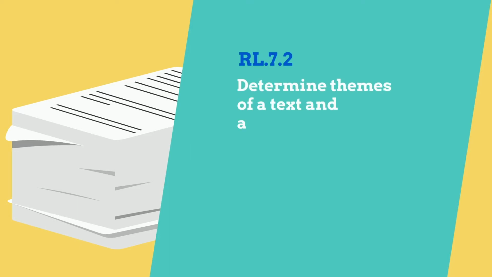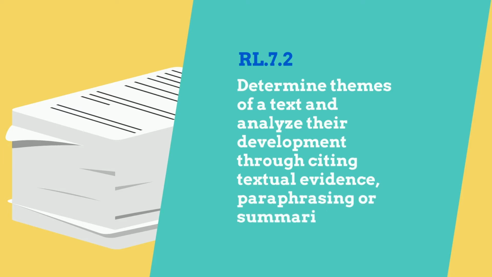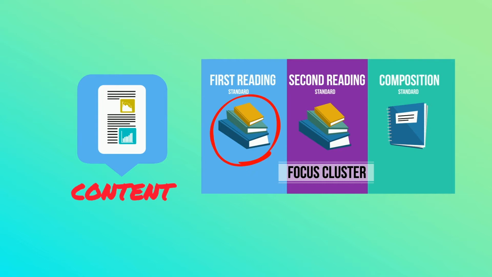RL.7.2. Determine themes of a text and analyze their development through citing textual evidence, paraphrasing, or summarizing. The content in this standard is themes. Being able to determine the theme of a text is a key process in ELA. Hence, when thinking about that first reading standard, what content you want students to be able to grapple with, determining the theme is an excellent choice.